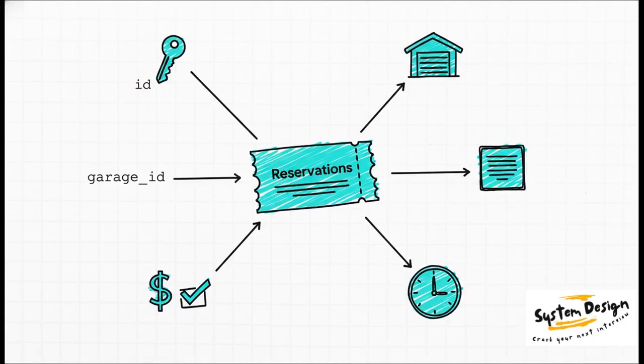Now, the absolute heart of our system is this table, reservations. This is what ties everything together. Every reservation gets a unique ID, and it links a specific garage ID and spot ID to a start time and end time. And of course, a little flag to tell us if it's been paid for.